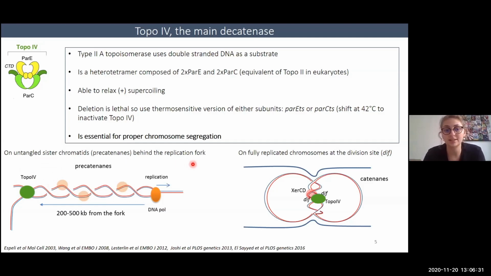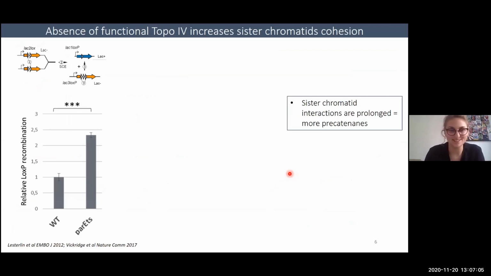But if some precatenanes remain in the chromosome at the end of replication, it would lead to the 2 fully replicated chromosomes being topologically linked together, or catenated. In that case, Topo IV will interact with another protein complex called XerCD at a very special site in the Ter domain called dif. It will decatenate and separate the 2 fully replicated chromosomes so that the rest of the cell cycle can proceed. So this protein is very important. And if you alter it, you have bad consequences for the cell.